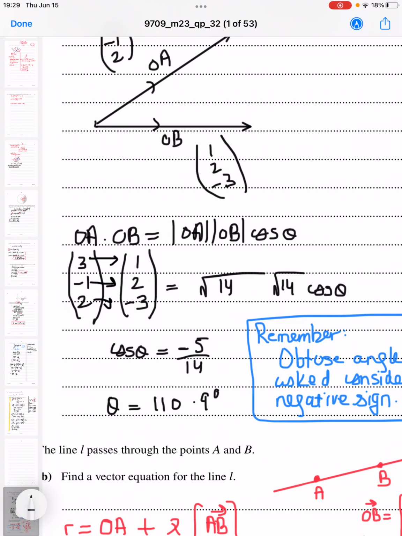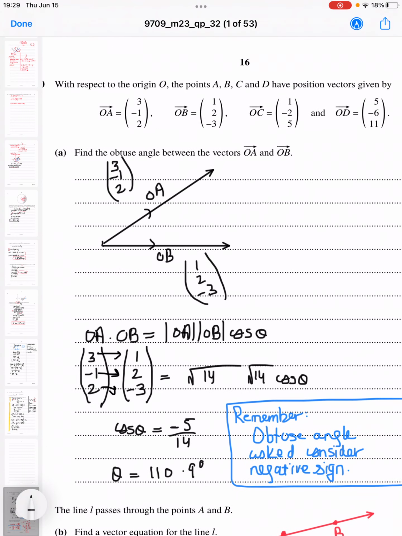So the angle taken with the negative sign would be 110.9. Do bear in mind that the question has asked you for the obtuse angle, so you need to consider the negative sign. If there is no negative sign, that means the angle would be acute.